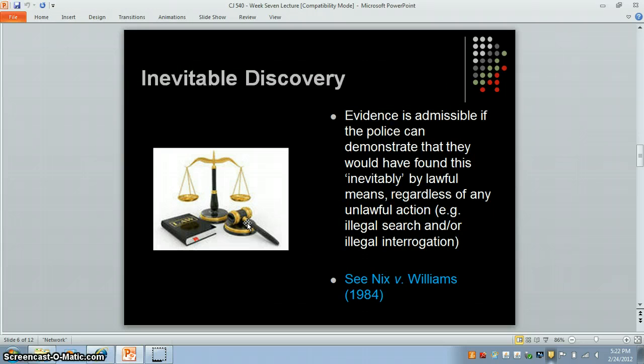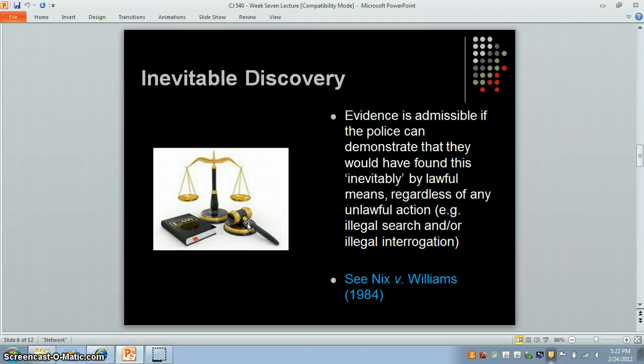Interestingly, the court has recognized an inevitable discovery exception to the exclusionary rule. Essentially, this means that evidence is admissible if the police can prove that they would have inevitably discovered it anyway by lawful means, regardless of their illegal action. So, for example, in a missing persons case, if a city police department forms a search party to look for a body, the body, once it is found, is likely to be introduced as evidence, regardless of whether the sheriff's party came to know of the dead body by either an illegal search or an illegal interrogation, for that matter.